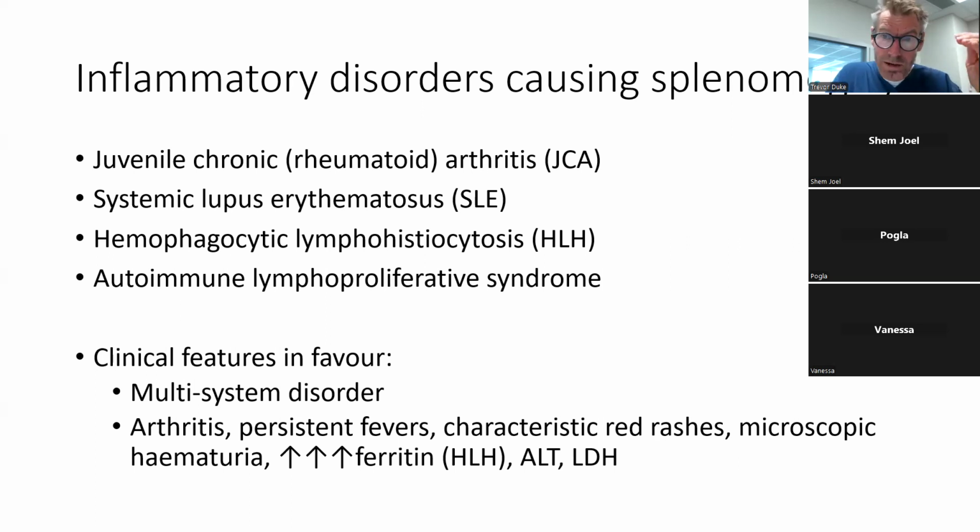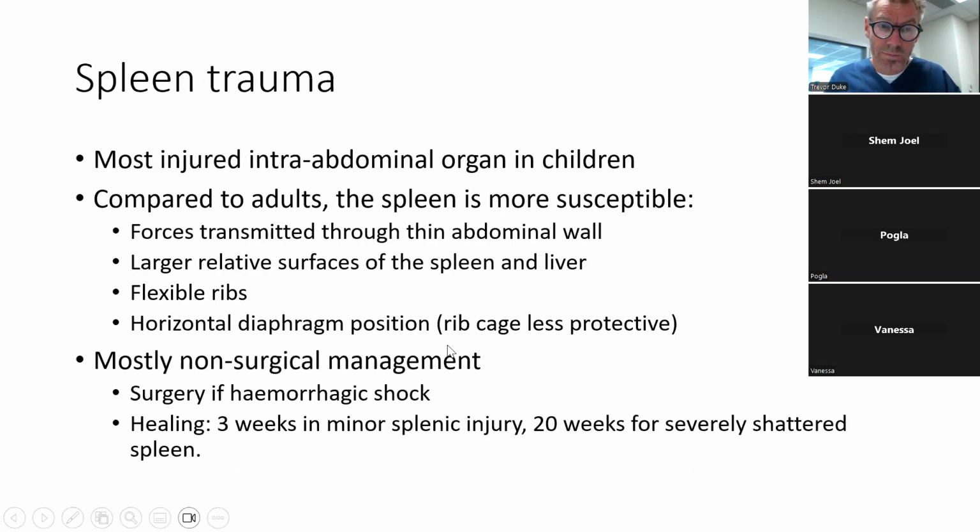So we've talked about malaria, other infections, splenic abscesses, viral infections like EBV, hematological causes, anything that leads to an abnormal size and shape of red cells, malignant causes like leukemia and lymphoma, and now inflammatory causes and portal hypertension. So there's lots of different causes of splenomegaly. And when you've got a child with splenomegaly, you just work through what the clinical features are and what features are in favor of one or the other.